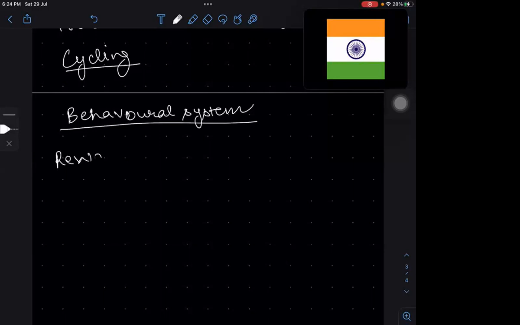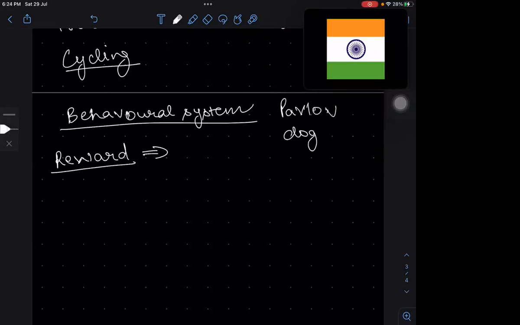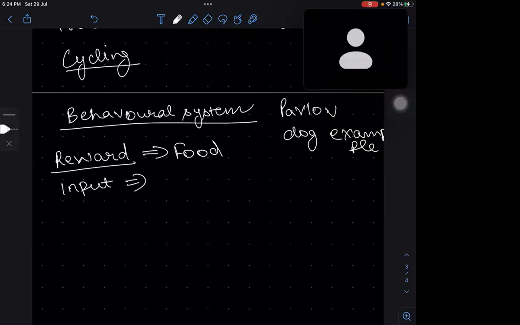So now let's come to the terminologies. In the Pavlov's dog example, what is the reward? Food. Yes, food, ma'am. Food was the reward. Okay, and what is the input which is given? The sound of the bell. Ringing of the bell. Yes, yes.